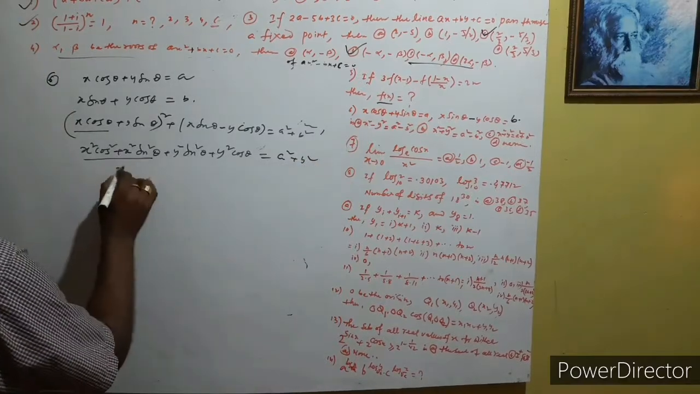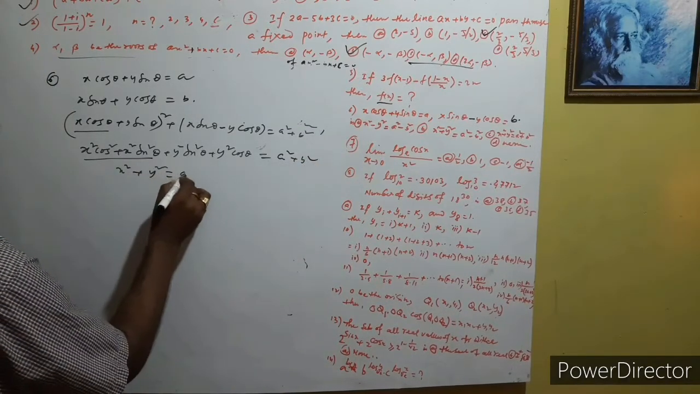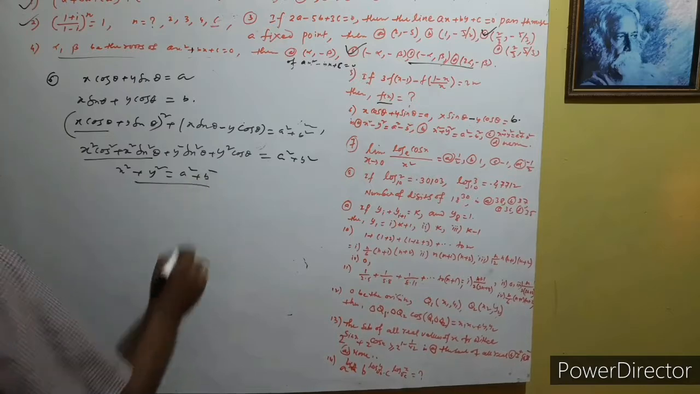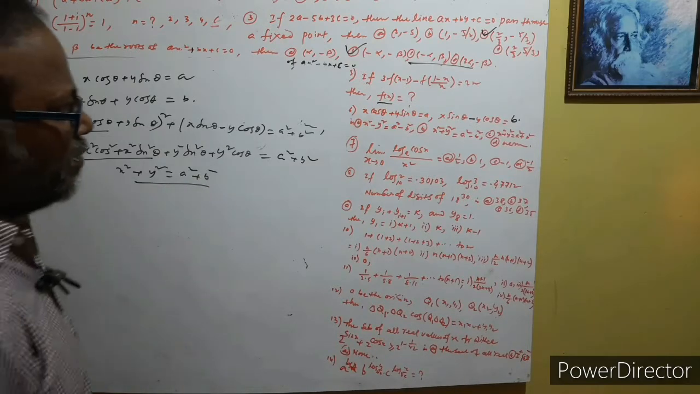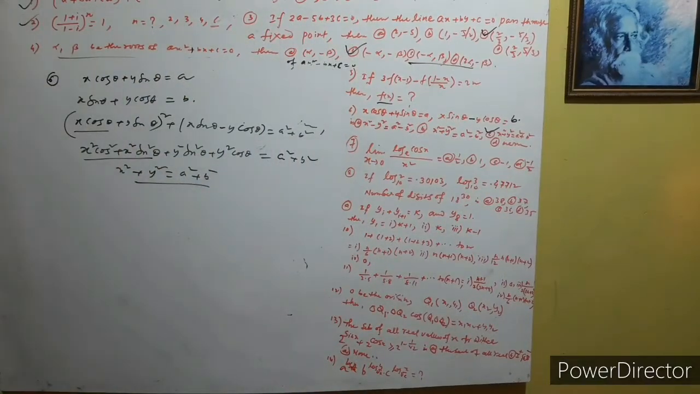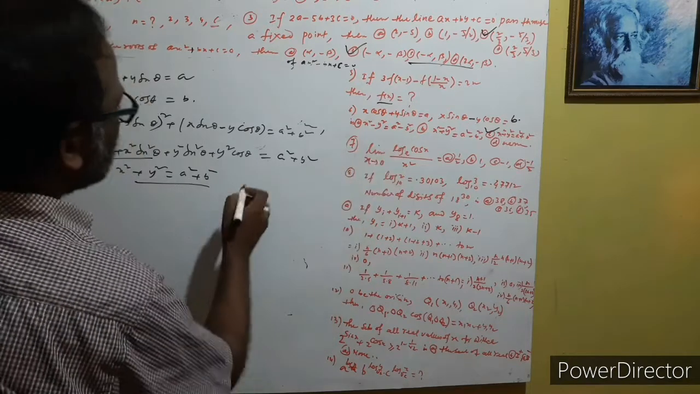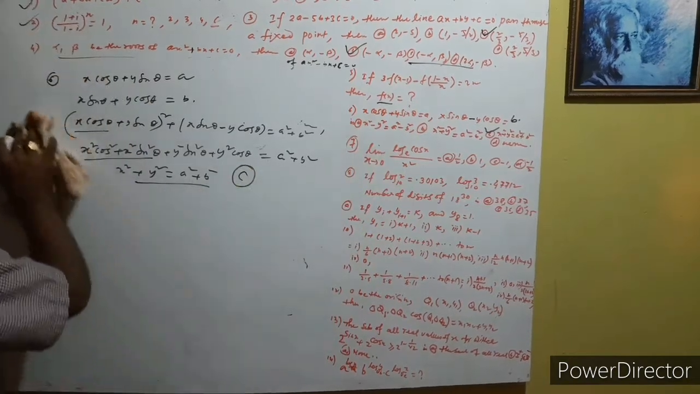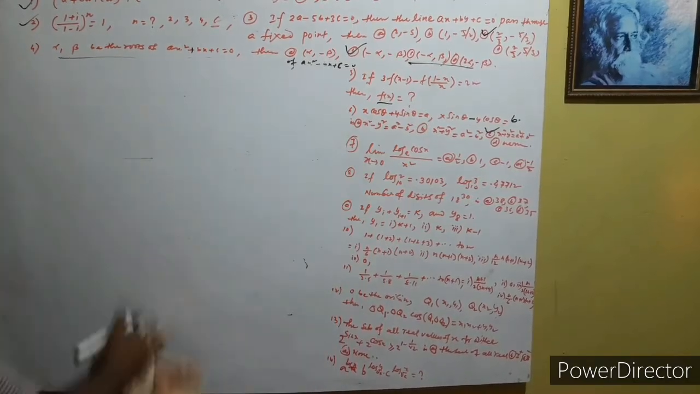So now see, this is x square plus y square equal to a square plus b square. So some silly mistakes were given. So option C is the right answer. Now let us move to question number 7, and this is option C. Question number 7, see carefully.